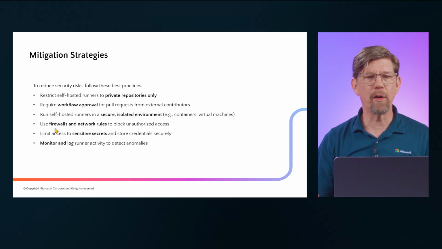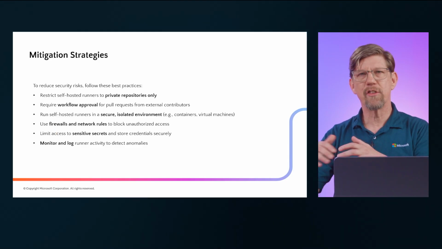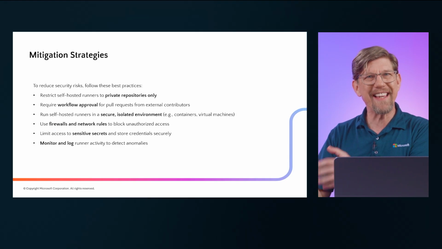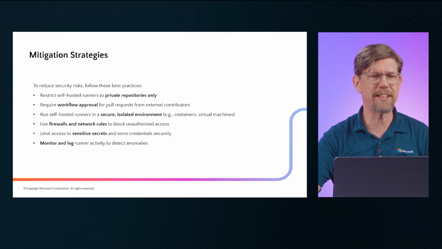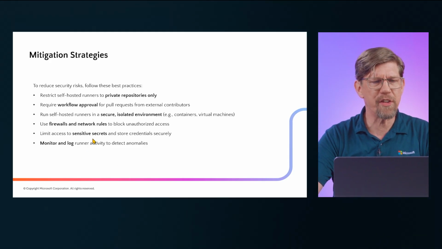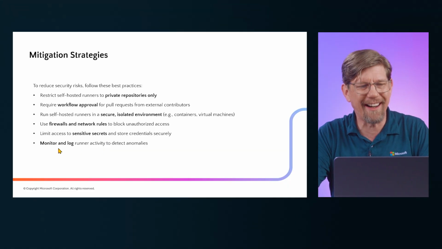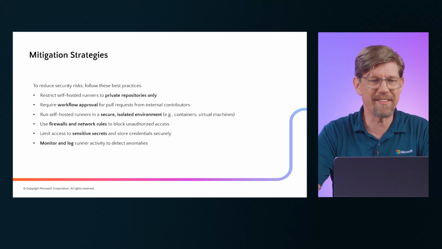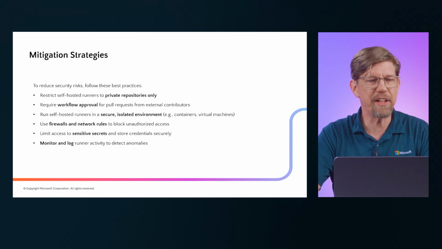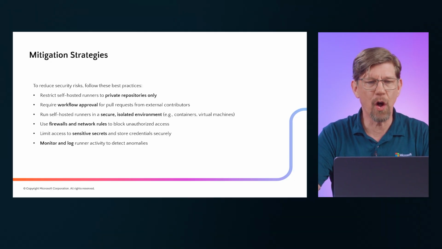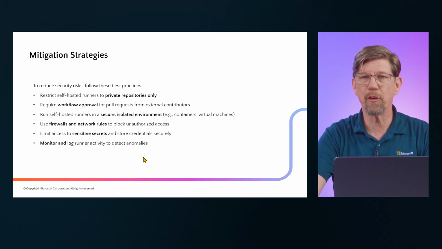Set up appropriate firewalls and network rules so that they can only reach the things that they are supposed to have access to. Reduce the number of secrets that they have available to them, and keep an eye on what they're doing. This is just standard activities. We need to be able to monitor and to log what's going on in those runners.